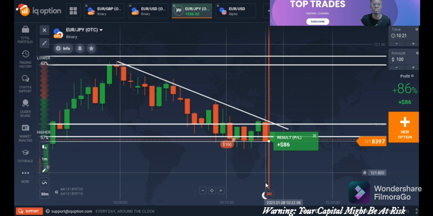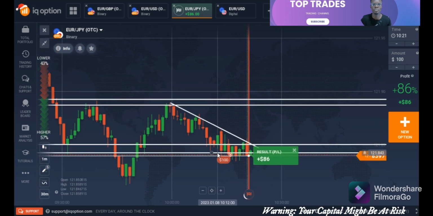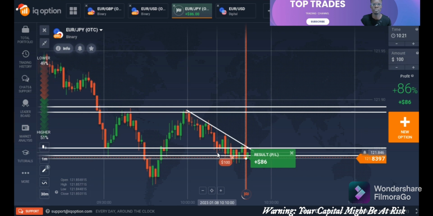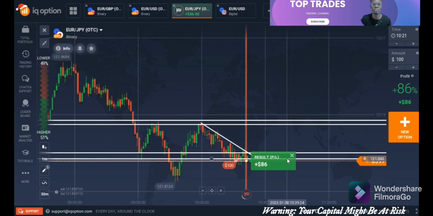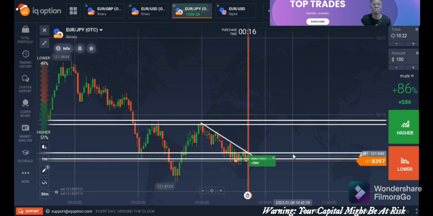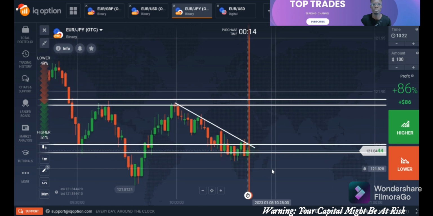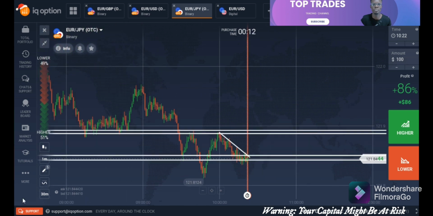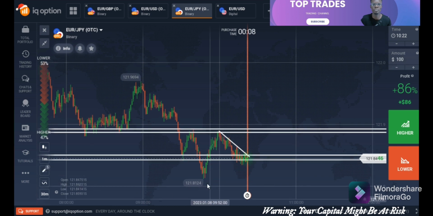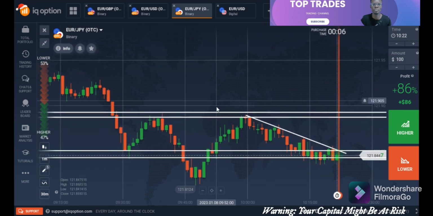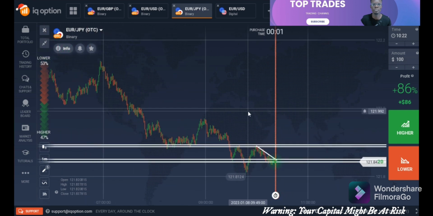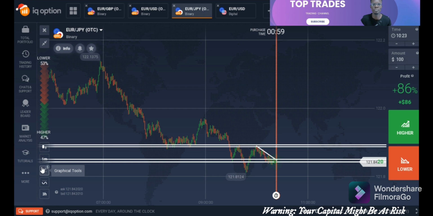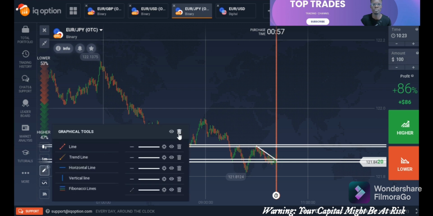So guys, we have won this trade at the very last second. This is more like a lucky trade. So when I opened this chart, the market was around this area. So I'm going to take everything off so I can explain this trading setup properly, so you can understand.